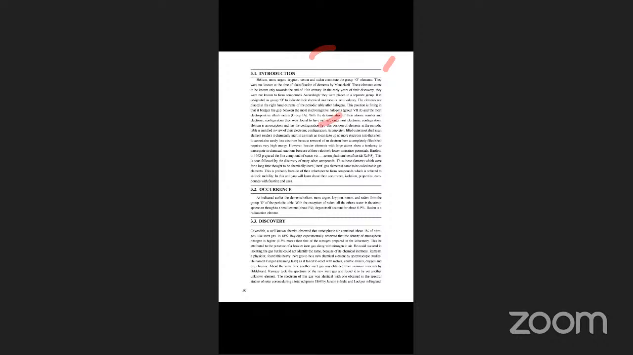The important one: the general electronic configuration is ns2np6. This is for your fill in the blanks or match the following. This is an important bit question. ns2np6 is the general electronic configuration of zero group elements, the noble gas or inert gas elements. The position of the elements in the periodic table is justified in view of their electronic configuration. So that was the introduction of zero group elements.